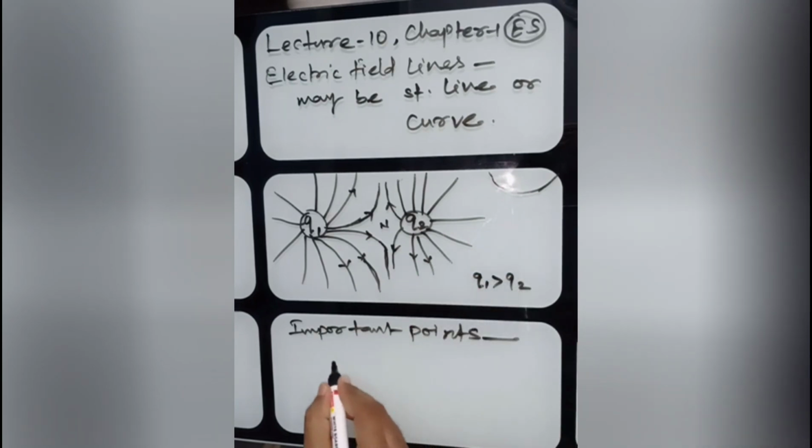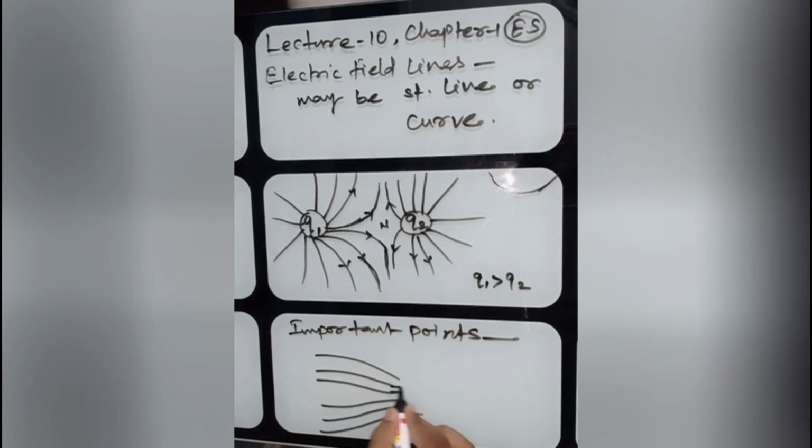For example, suppose these are the electric field lines. The source is somewhere and the field lines are coming. Of course, this will be considered a non-uniform electric field. Non-uniform electric field. You can write it in complete words.